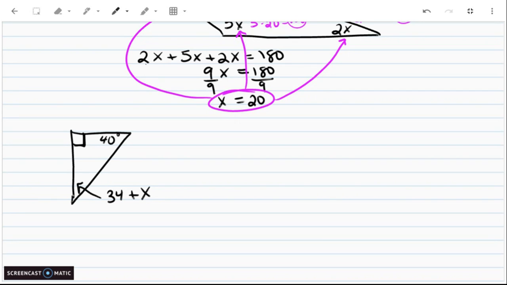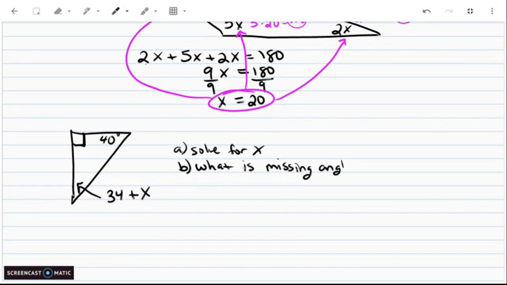So your job is to first, again, A, what is x? So solve for x. And then B is what is the missing angle. So I know this is 90. I'm not going to do anything on this problem. They're testing you to see, do you know what that is?